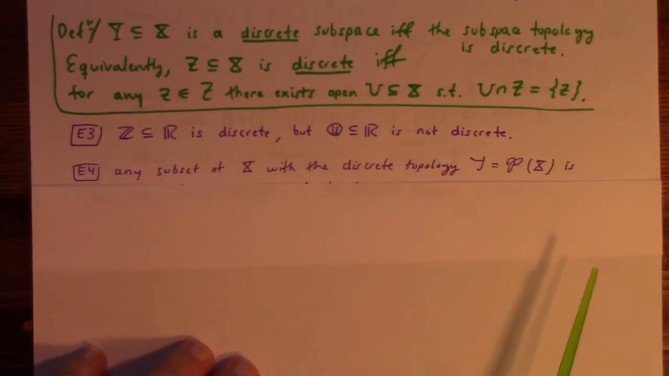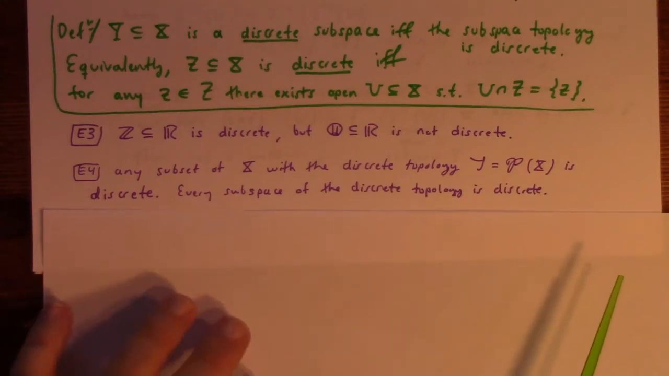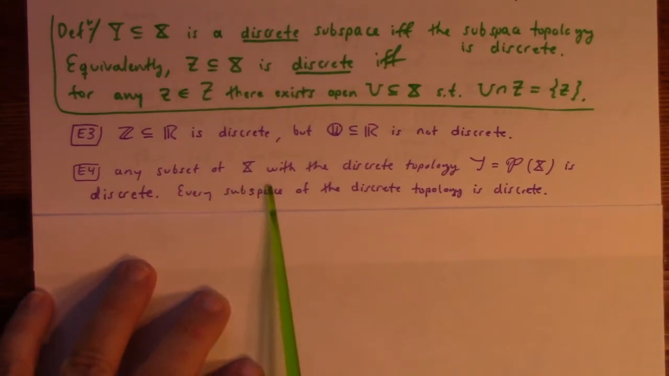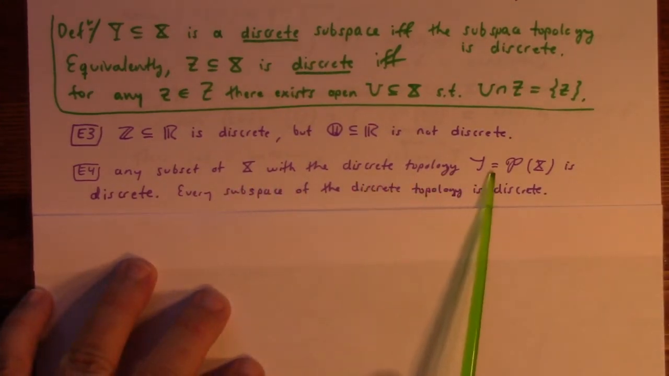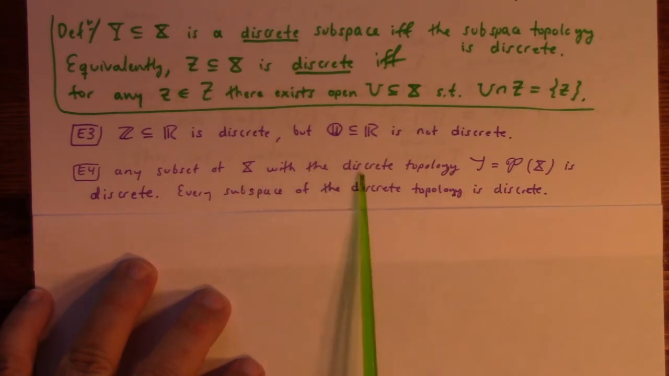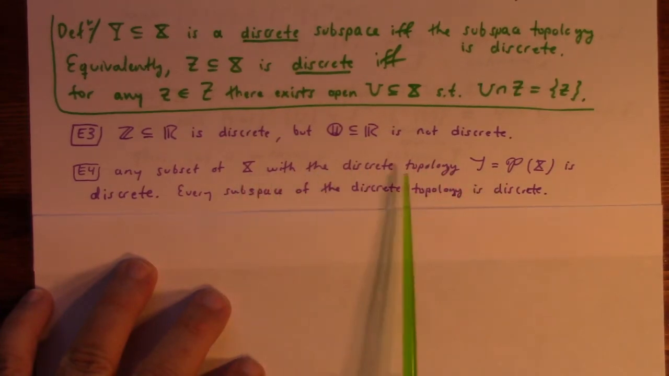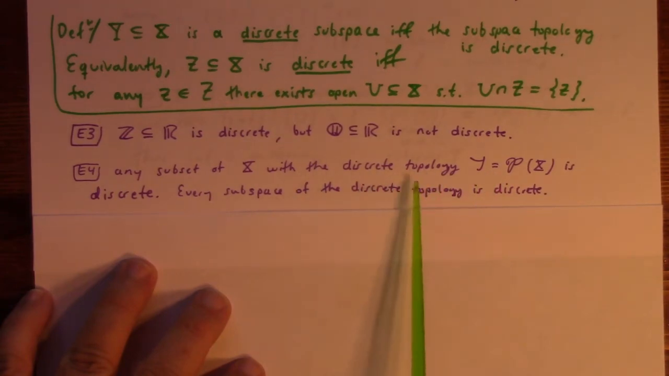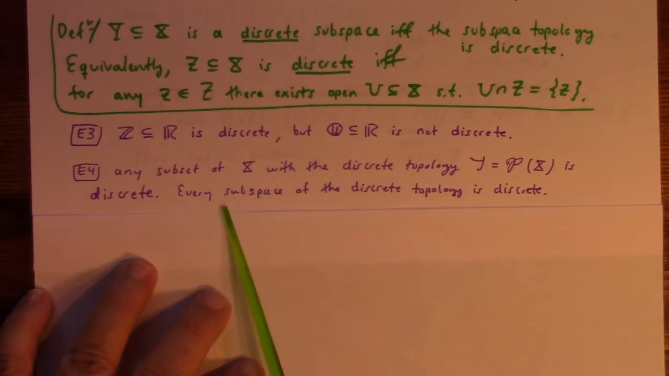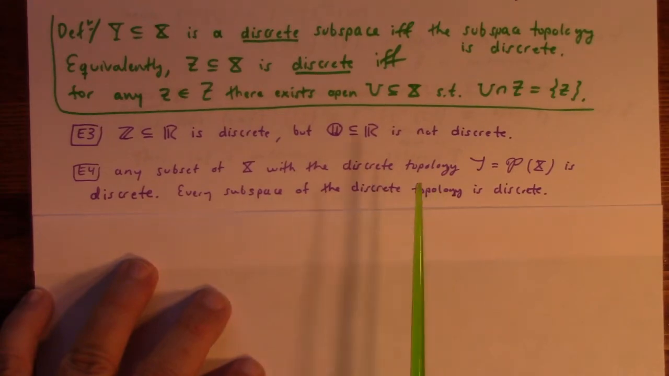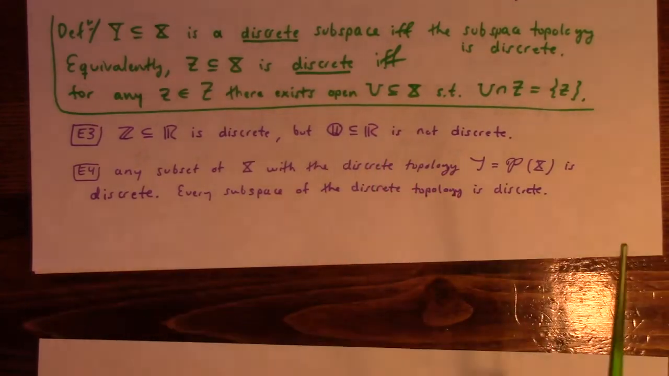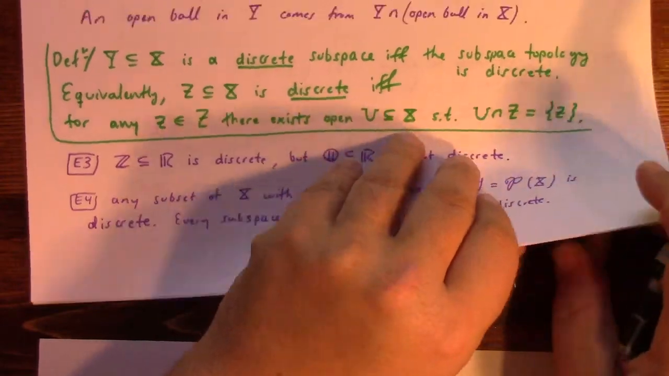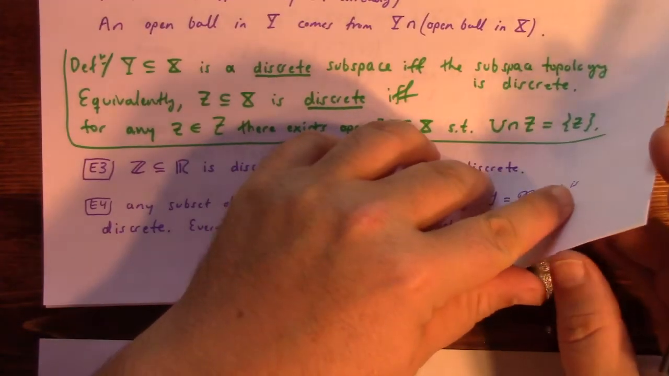Okay. Anyway, example 4, any subset of X with the discrete topology, right? So if you have X and it's the discrete topology for X, then any subset is going to itself be discrete. So in other words, every subspace of the discrete topology is discrete. That's pretty easy to see. Okie doke. Let's move along here.